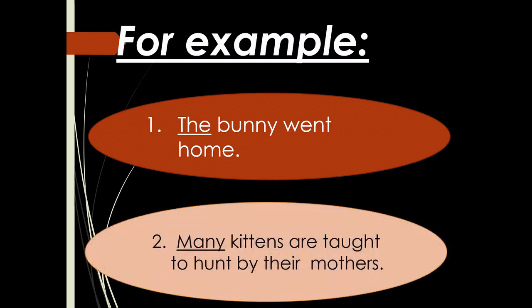Let's see the next example. Many kittens are taught to hunt by their mothers. Here, the word kittens is a noun and many is a determiner. That is why the word many is used before the word kittens.